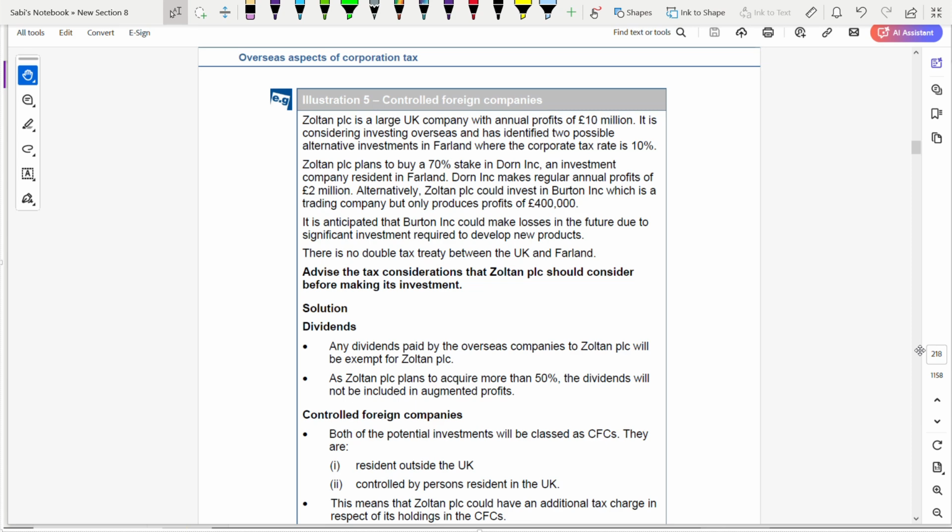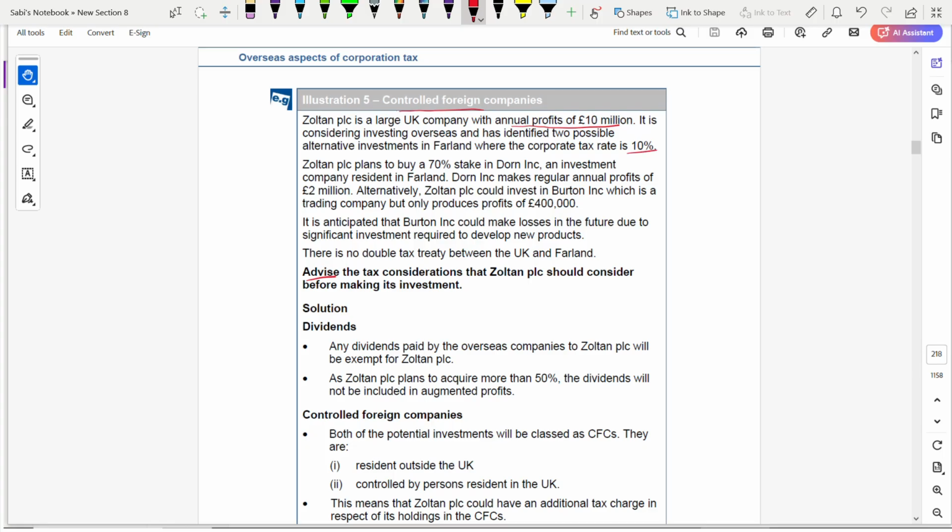Illustration 5. So we are going to do questions on CFC exemptions and the CFC charge. So here, advise on the tax considerations that Zoltan should consider before making its investment. Okay, when you're advising, you have to think from various angles. Now Zoltan is a large UK company with annual profit of 10 million. It is considering investing overseas and has identified two possible alternative investments where the corporation tax is 10%. That's lower than the UK, right?